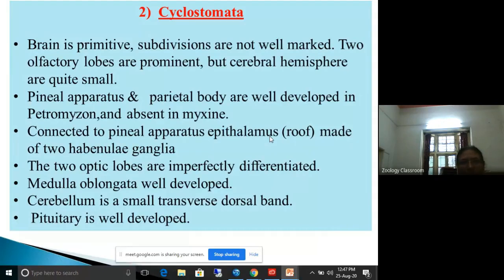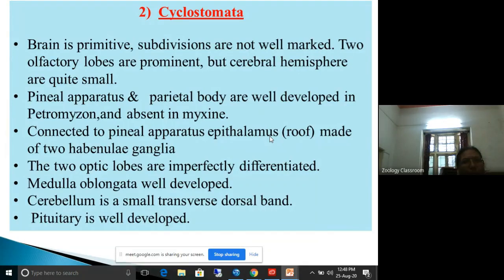Diagram, myxin and also petromyxin. But the cerebral hemisphere is small. The pineal body and parietal body are well developed in petromyxin and absent in myxin. The pineal apparatus, which is connected to the habenular ganglion, is present in petromyxin and also myxin.